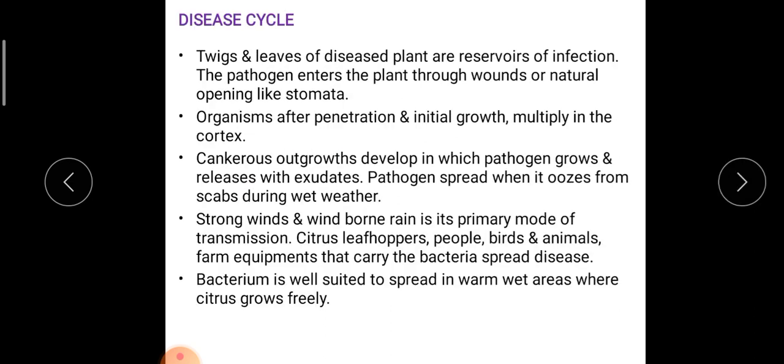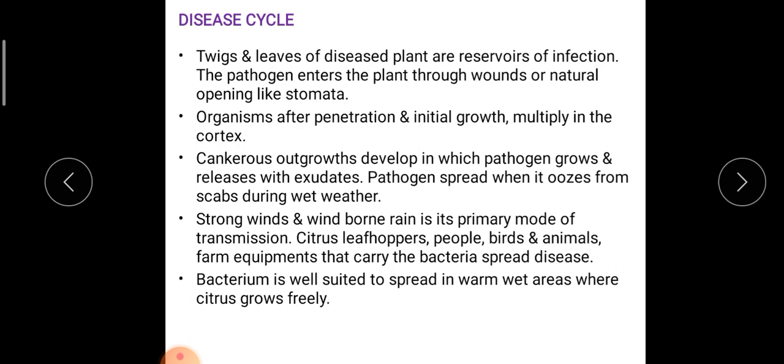Now towards the disease cycle. Twigs and leaves of the diseased plant are the reservoir of infection. The twigs means the branches, and the leaves of the diseased plant are the reservoir of the infection. Then the pathogen enters the plant through wounds or natural openings like stomata. Pathogen will enter the plant through any cut which occurs on the plant or natural openings on the leaves, which are the stomata.